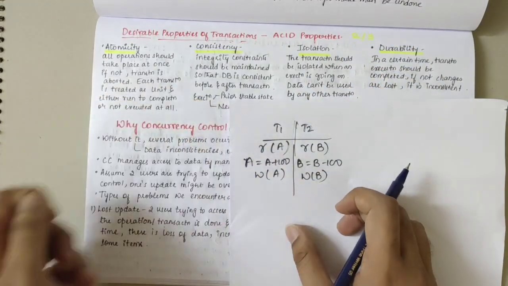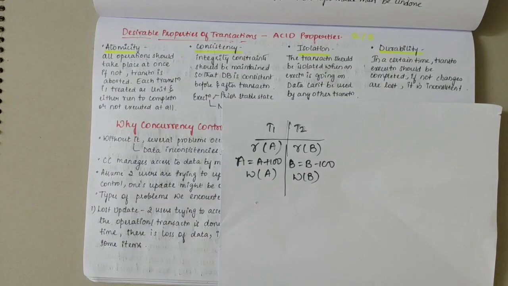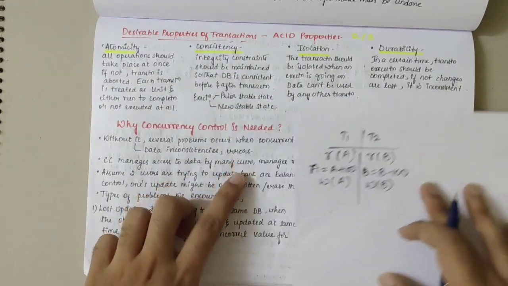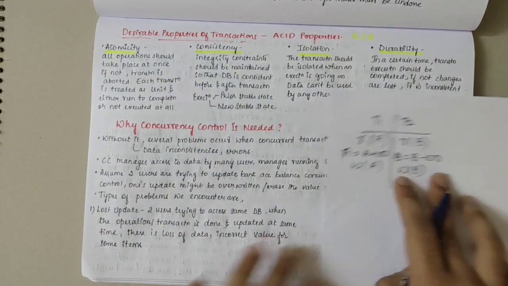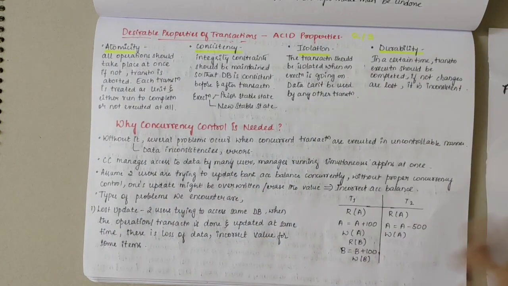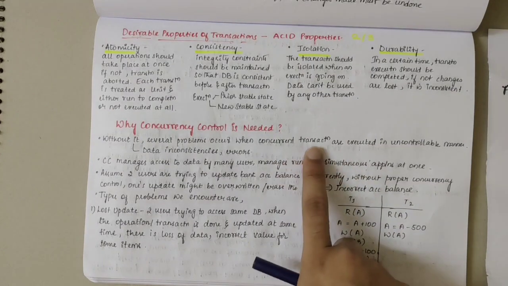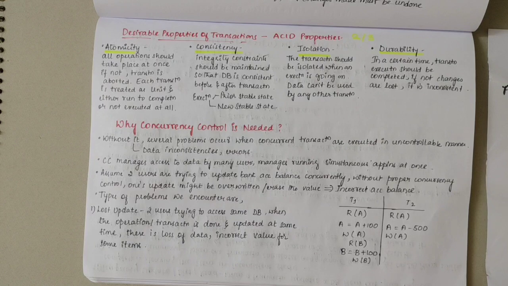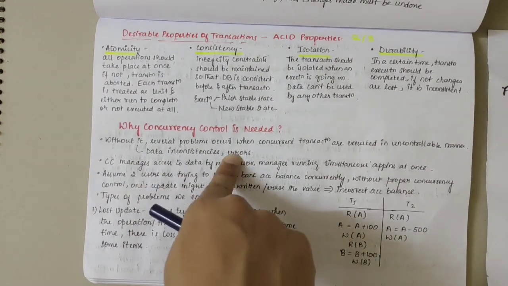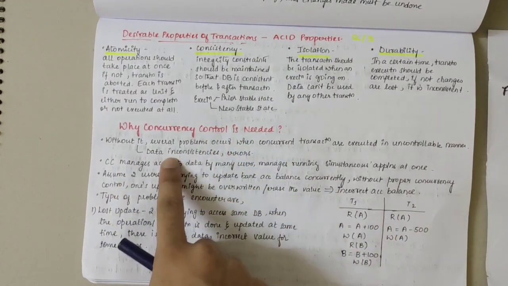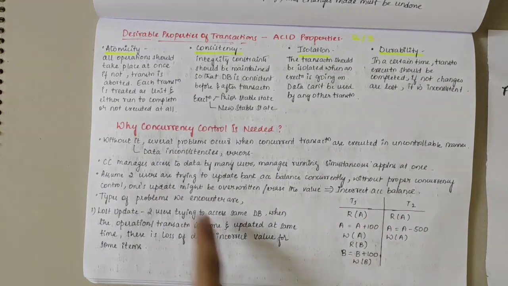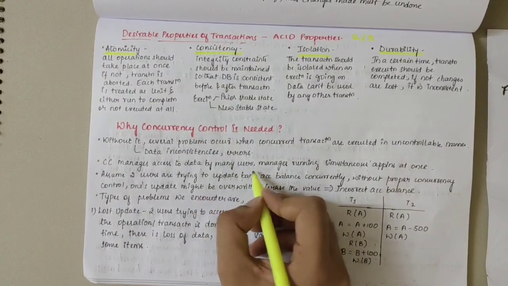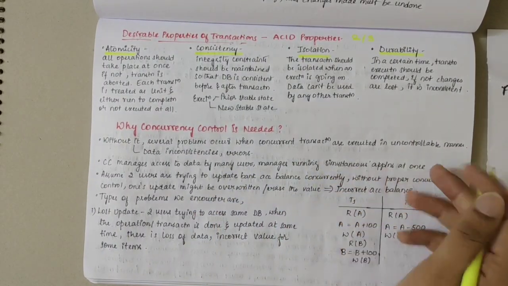But coming to multi-systems, there is the topic of concurrent execution of transactions. T1 will execute as well as T2 at the same time. That's what concurrent transactions mean. When transactions are executed in an uncontrollable manner, it leads to several problems: there could be errors, data could be lost, or there could be inconsistencies in the data. Concurrency control manages the access to data by many users. It manages running simultaneous applications at once.